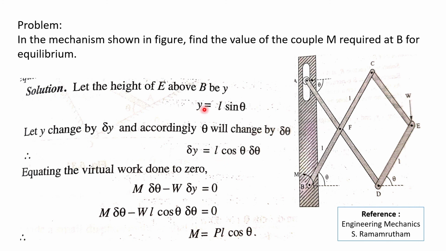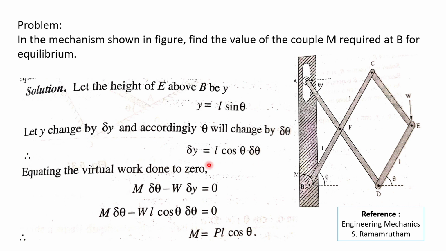That's why we have y is equal to L sine theta, since the length of each link is L. So vertical displacement is nothing but sine of this angle, right? So L sine theta, and del y is the derivative of that, that is L cos theta del theta.